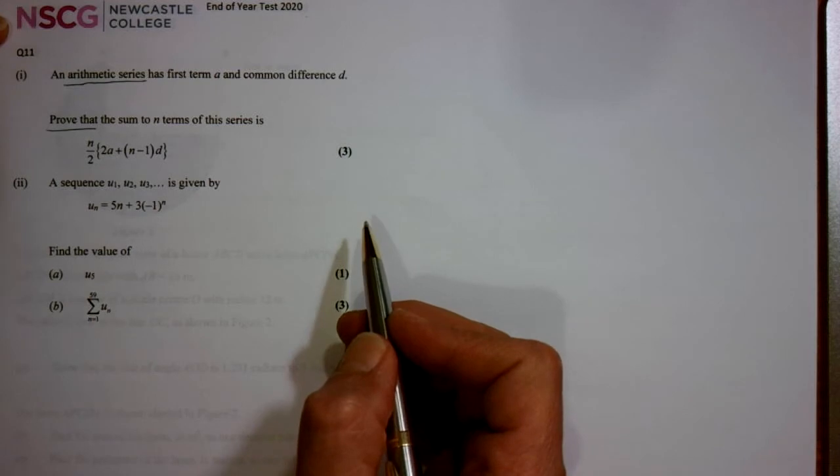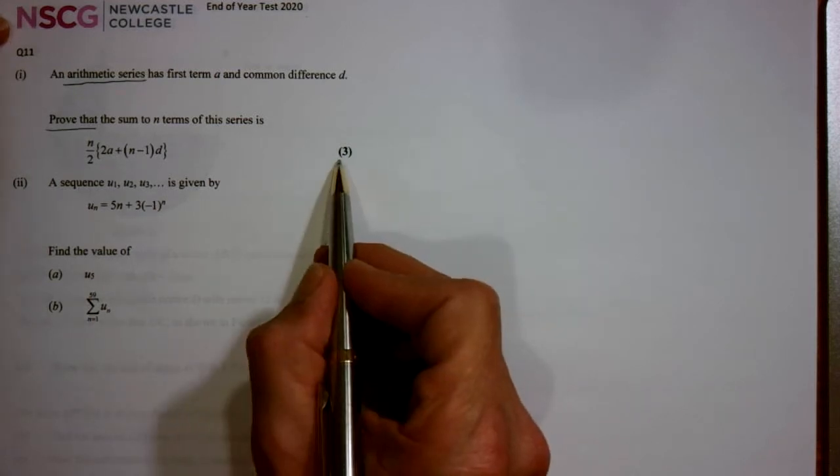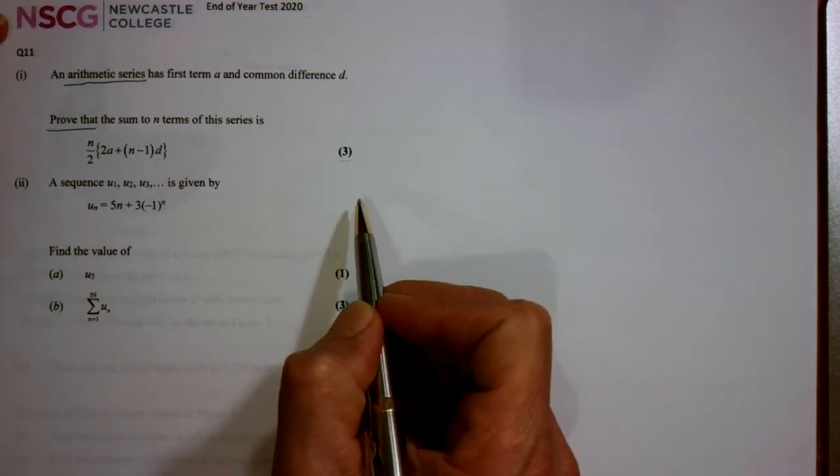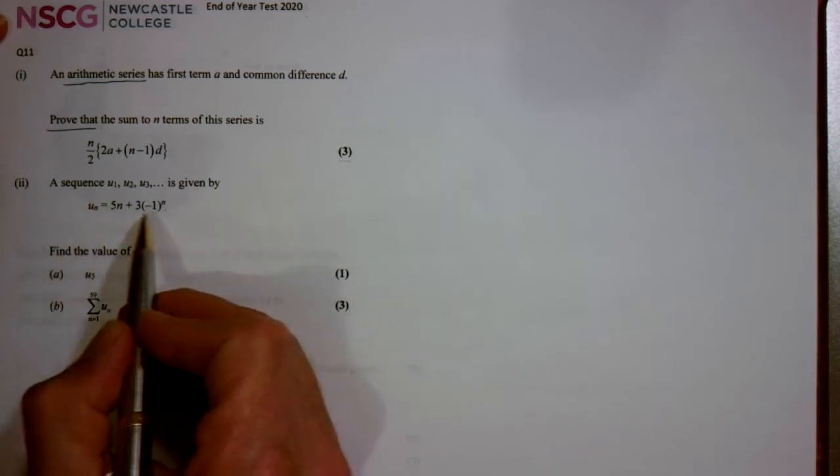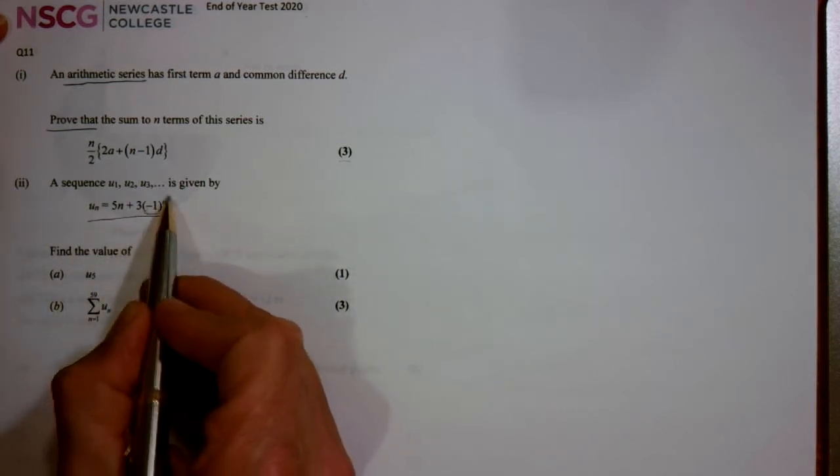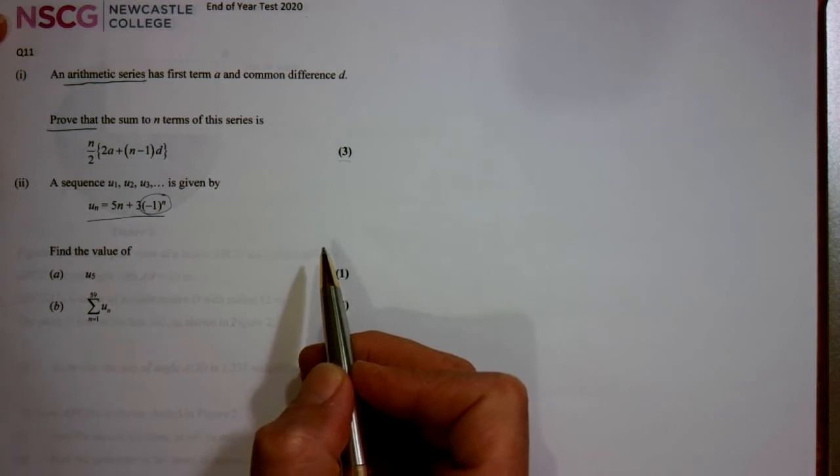That's a standard. Prove that we need to learn and be able to regurgitate. In this case we only get 3 marks. Very often it's worth 4. And then we've got another sequence which is given by this. Well, that bit there makes it look unusual.